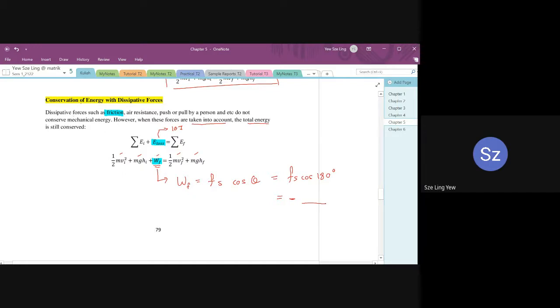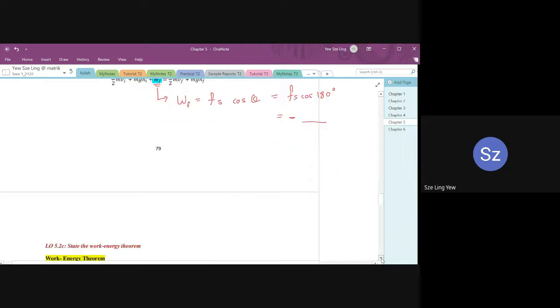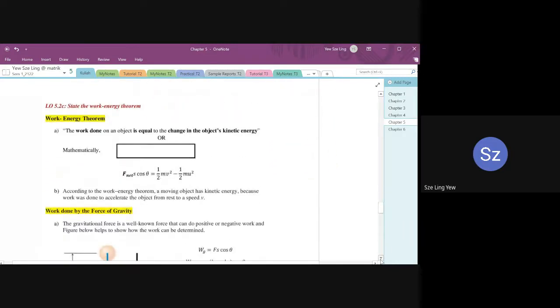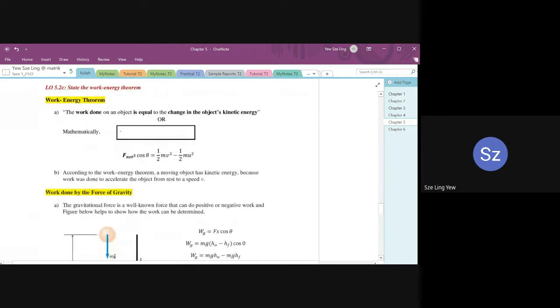So this is conservation of energy with dissipative force. Just now was conservation of mechanical energy. So make sure you know the difference between them. So next, state the work energy theorem. So now we want to link work and energy together.